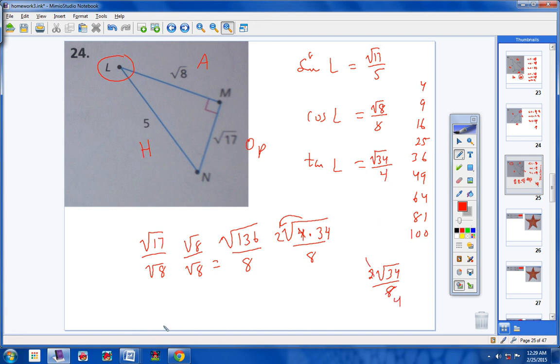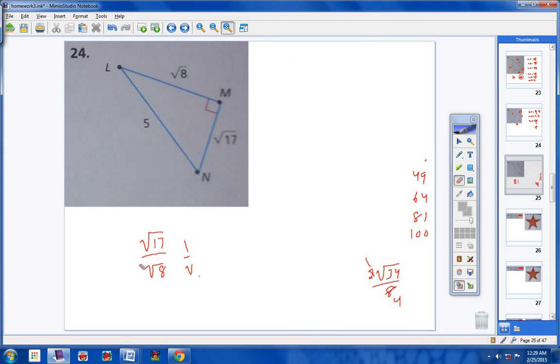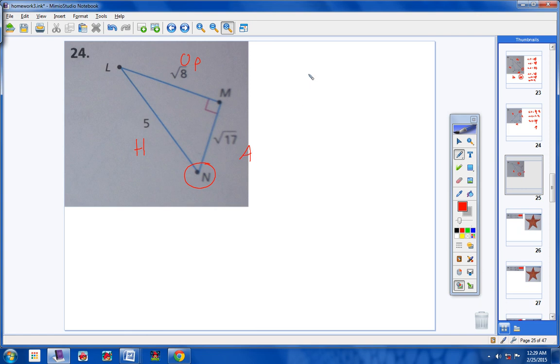Okay, now let's find the sine, cosine, and tangent of angle M, okay? So, not M, N, excuse me. So go straight across. This is your opposite. Here's your right angle. This is your hypotenuse. This would be your adjacent. So we're going to deal with sine of N, cosine of N, tangent of N. Here we go. The sine of N would be opposite over hypotenuse. So square root of 8 over 5.